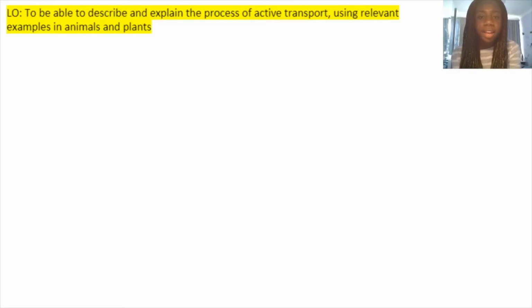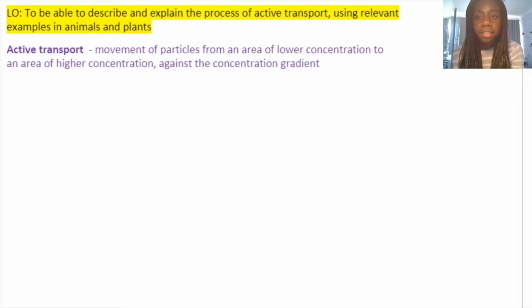In this video, we're going to cover active transport, and our learning objective is to be able to describe and explain the process of active transport using relevant examples in animals and plants. As always, all of the timestamps will be in the description below, so feel free to skip to whatever part you need help with. This is our only definition for this video, which is active transport.